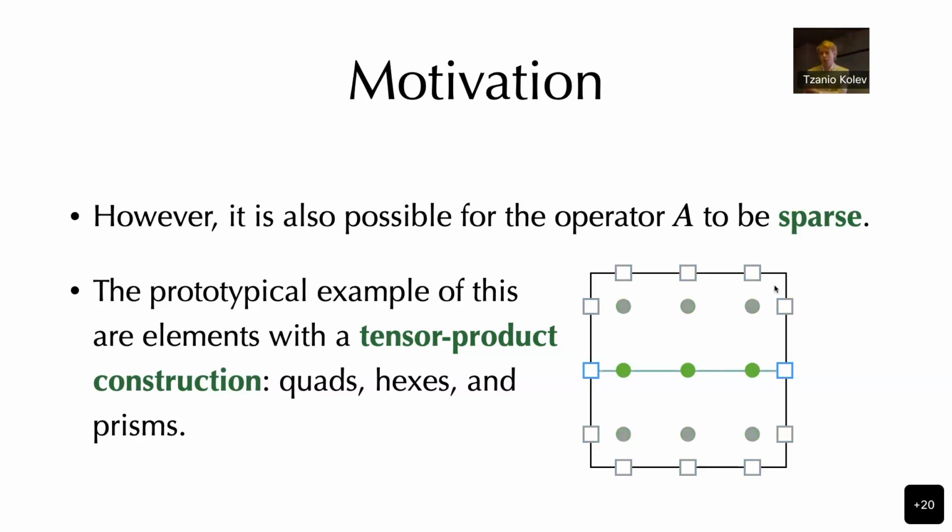Thanks to the tensor product construction, everything couples along a line, and so each of those two blue points only depends on 3 of those green points. The result is that our operator is sparse. 2/3 of each row of our A matrix here will be zeros.